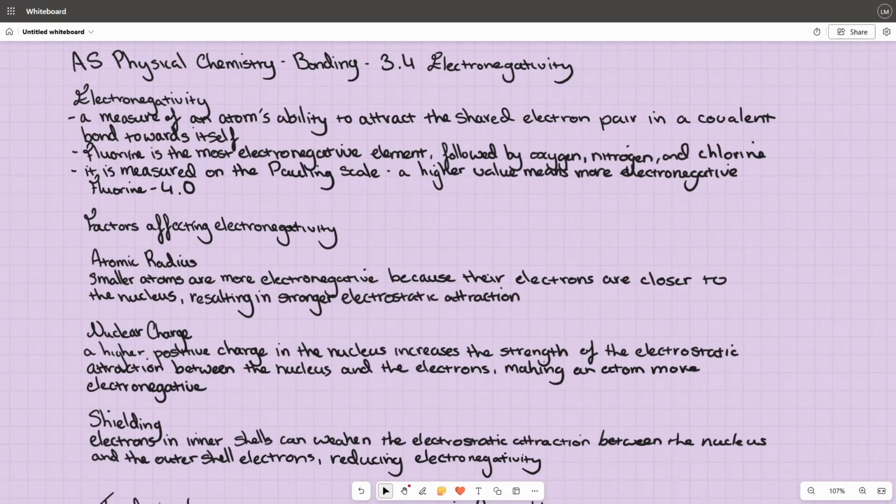Hi, today I'm going to be teaching AS level physical chemistry. I'm doing the AQA specification and I'm on the topic bonding. Today I'm going to be doing 3.4, which is electronegativity.